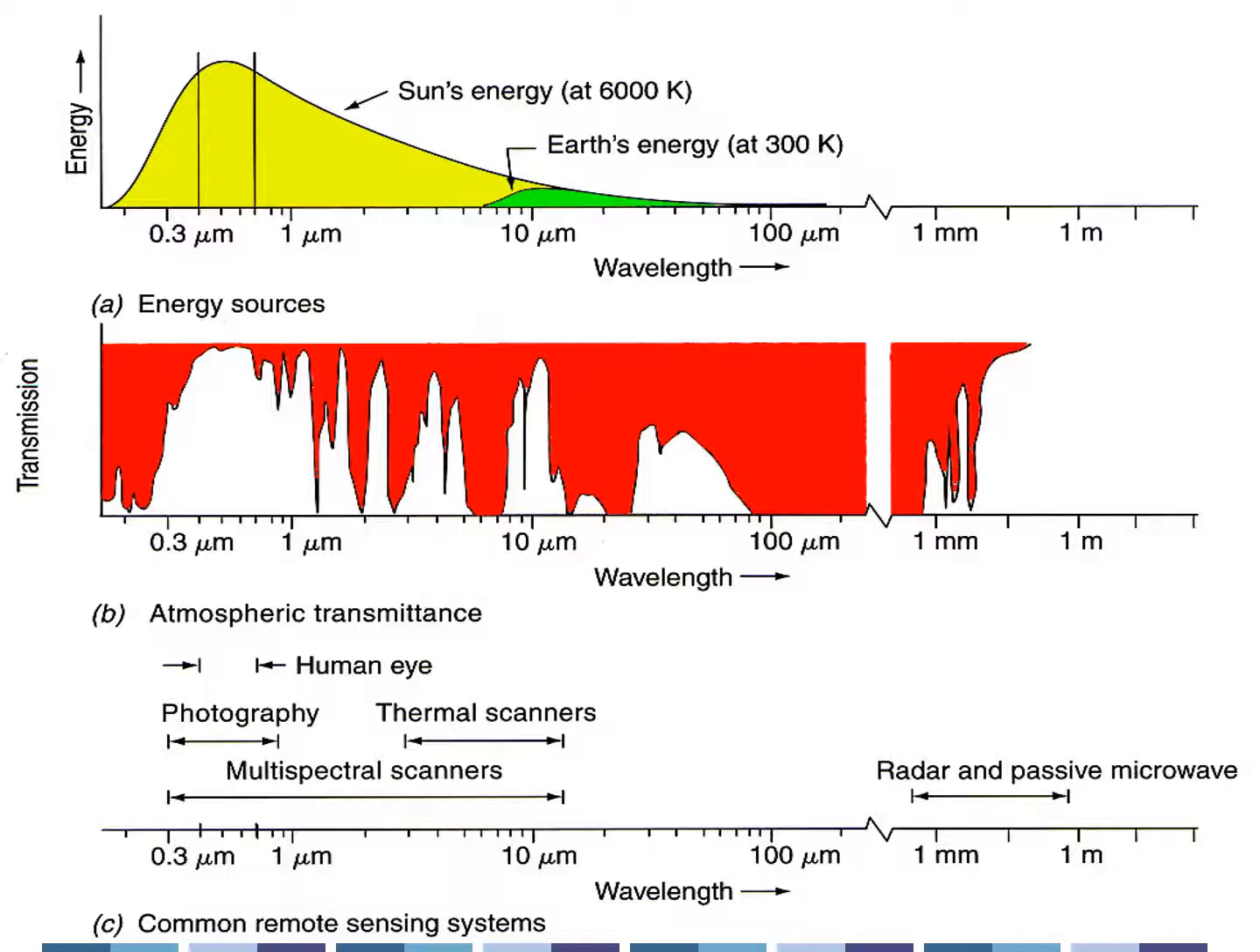But that's not the only source of light, the only source of energy. The Earth itself does produce a certain amount of energy. And you can see that it is a much longer wavelength, and it is outside of the visible spectrum.